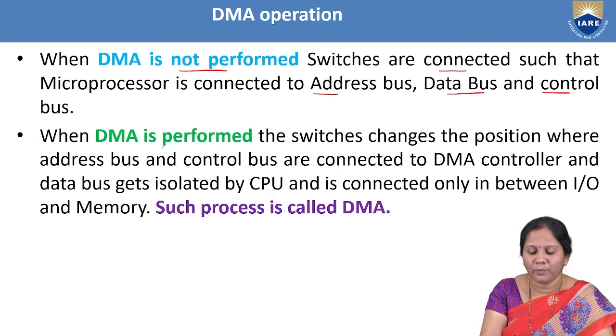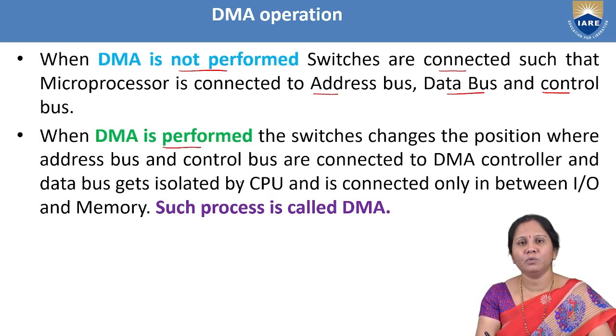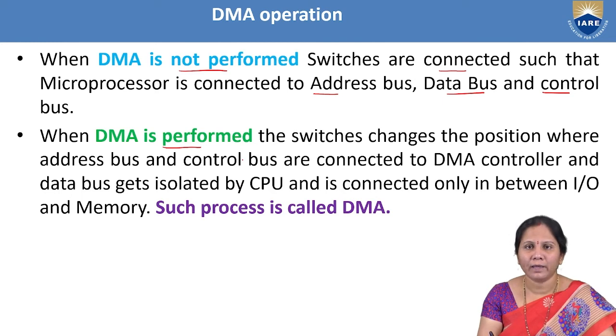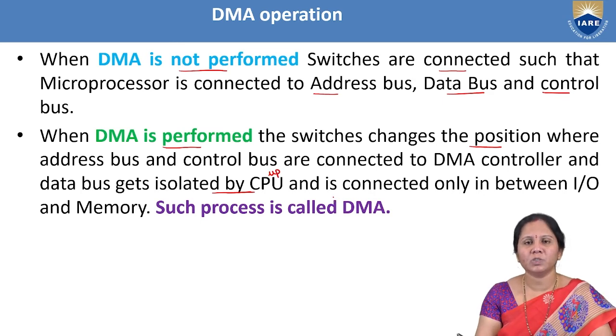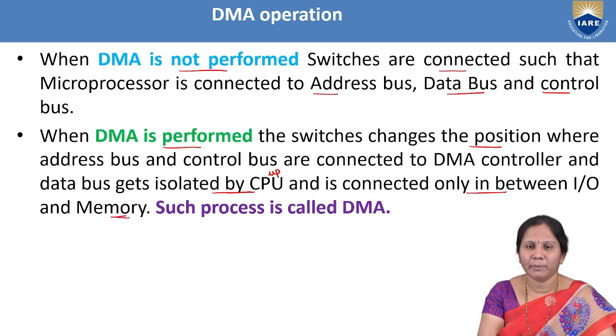In the second case, when DMA is performed, that means if we are using this DMA controller hardware unit, all the switches will be changing their position. That means all the switches will be connected to the DMA controller, and the CPU will get isolated. Here CPU is nothing but the microprocessor. So all the switches change position, and it makes the CPU get isolated. Then the data will be transferred between the I/O devices and memory. Such a process is called DMA, that is direct memory access.